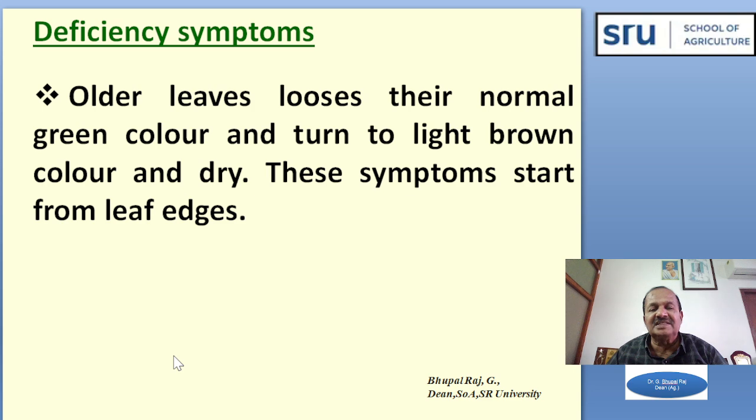Generally, potash deficiency symptoms occur in older leaves when compared to younger leaves. The normal green color is lost, and the leaf turns light brown and dries. These symptoms start from the leaf edges. These are the main symptoms irrespective of crops. In most crops, the older leaves lose their green color, and the edges of the leaves turn light brown, looking like drying of the leaves.